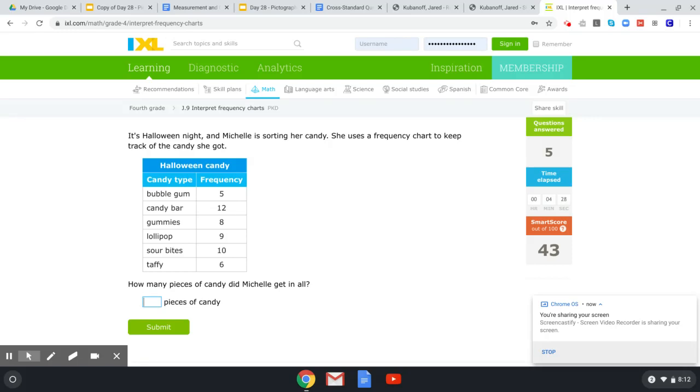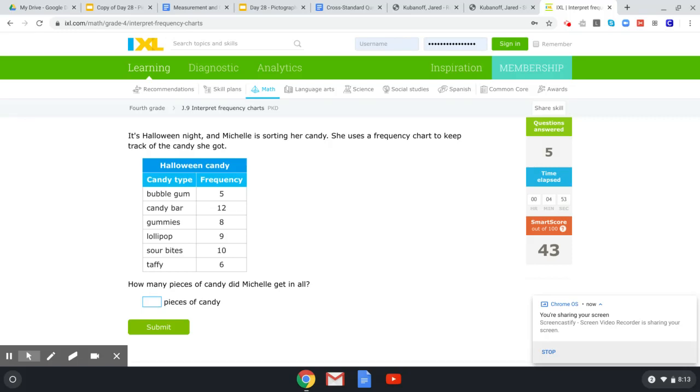It's Halloween night and Michelle is sorting her candy. Okay, so I'm mentally picturing in my mind, she's got her big pillowcase full of candy. She dumps it all out, and she's going to use a frequency chart to keep track of the candy she got. So candy type, I'm going down. Frequency is how much of each. So she has 5 bubble gum, 12 candy bars, 8 gummies, 9 lollipops, 10 sour bites, and 6 taffies.